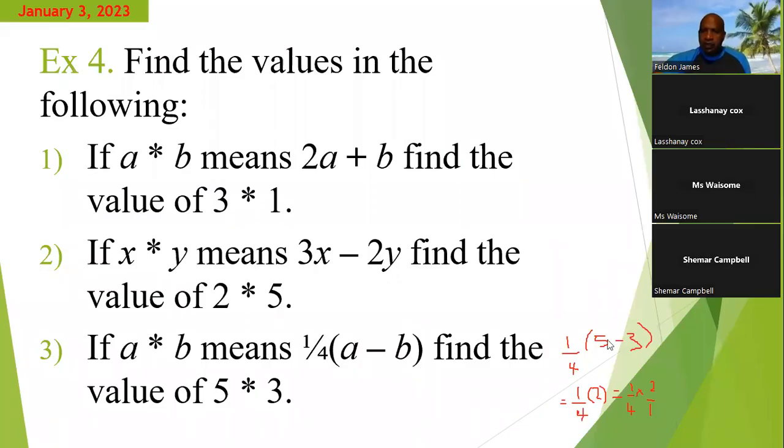All right, so just quickly walk me back through that question, miss. Sir, so it's 5 star 3, which is... So 5 star 3 equals a quarter, bracket 5 take away 3.